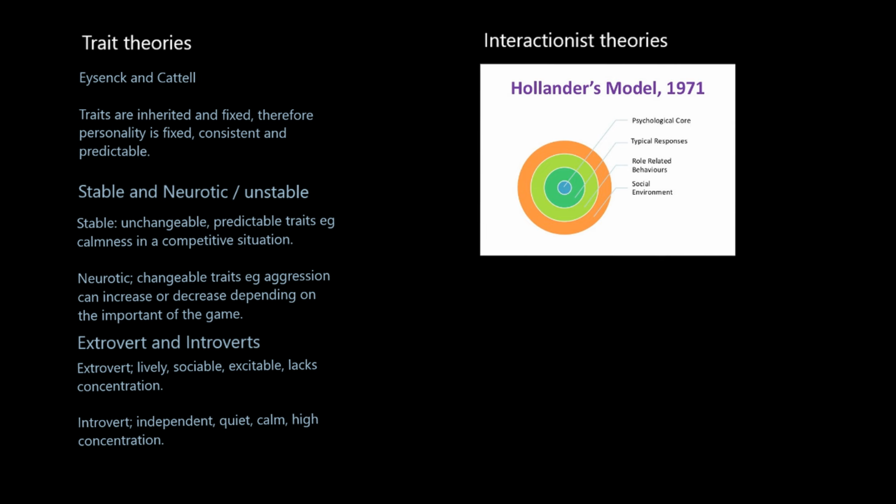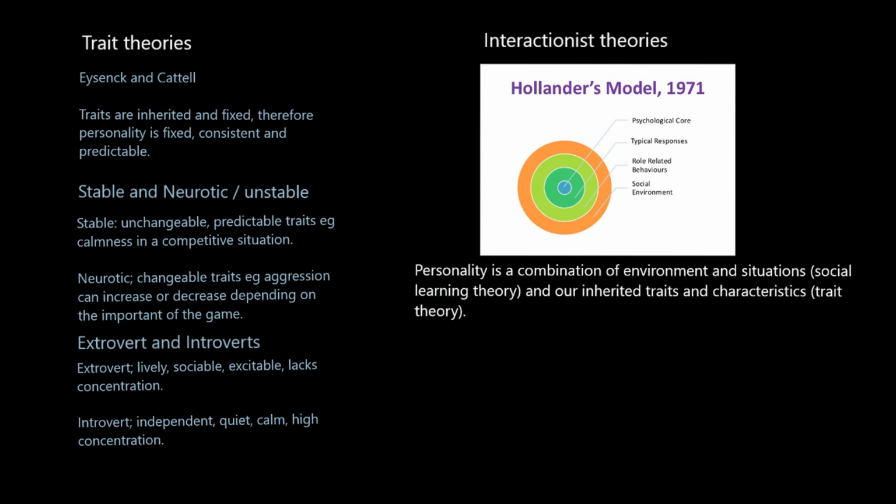Both have got strengths in terms of their arguments, both have got weaknesses, but both of them have led to this idea of the interactionist theory of personality, i.e. it's about our traits interacting with our environment and with our role models. That's what leads to our personality, i.e. a combination of trait theory and social learning theory. So let's just have a quick look at this.